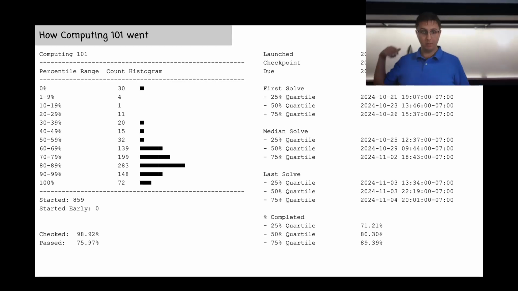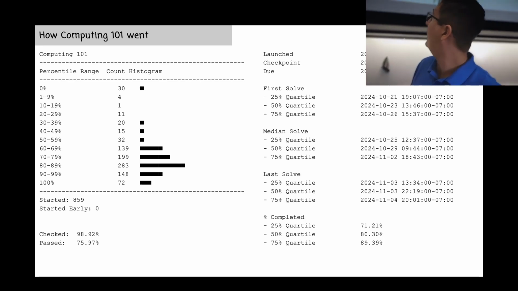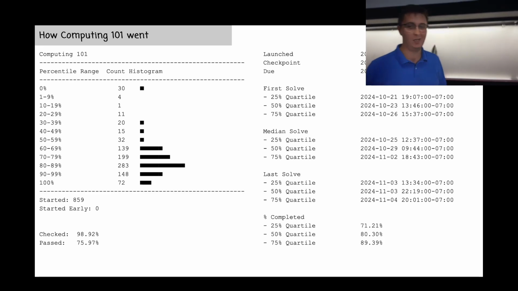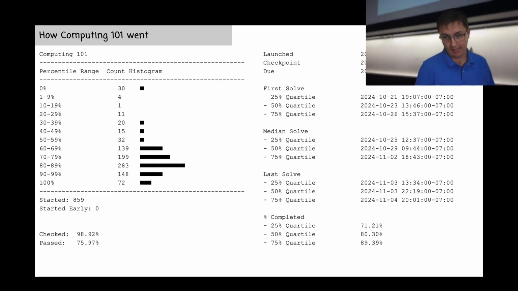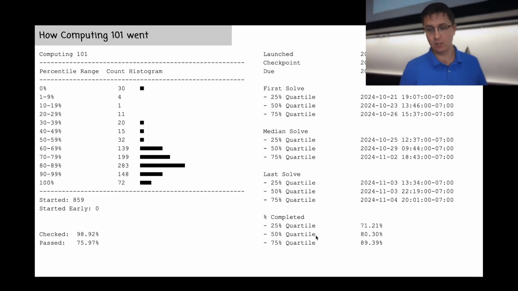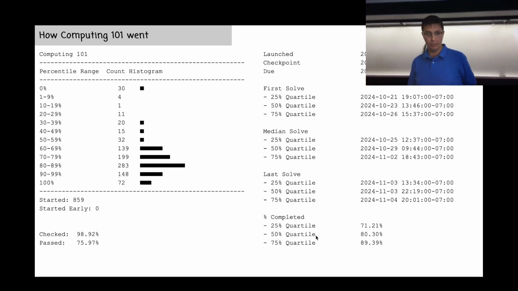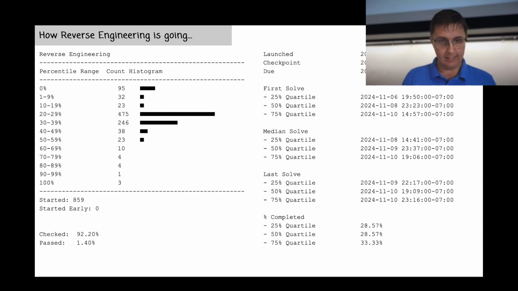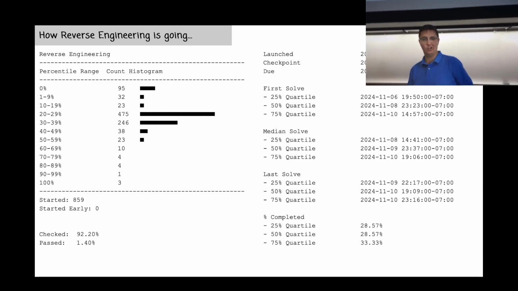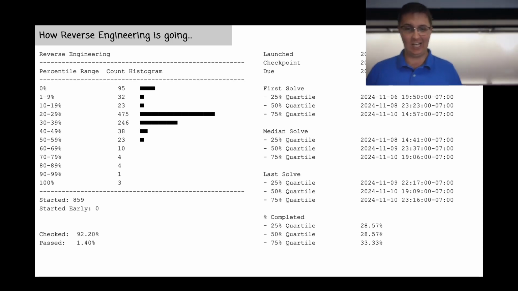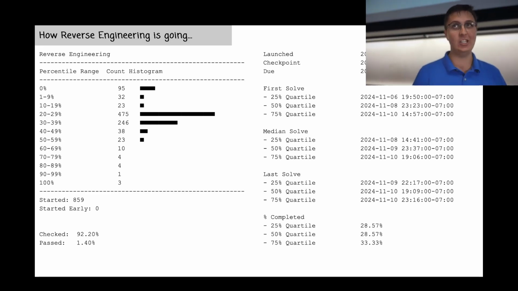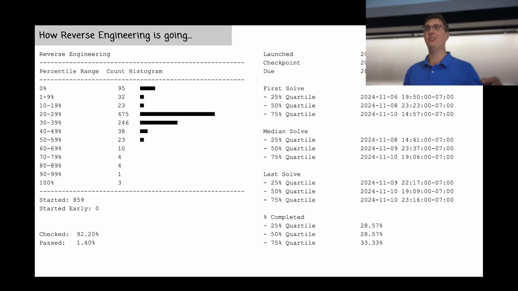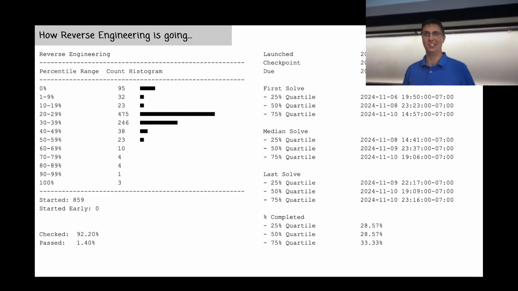So this is how Computing 101 went. Pretty good, certainly compared to cryptography, for example. Looks like the median student got an 80%, which is pretty good, and most of the class passed. Okay, this is how reverse engineering is currently going. A lot of people finished up the checkpoint, makes sense. The few challenges after the checkpoint are difficult, okay?